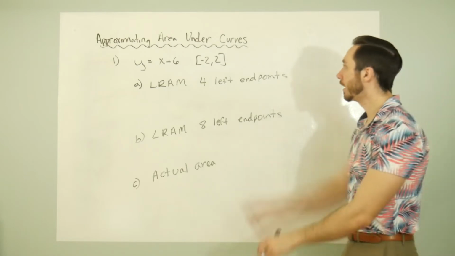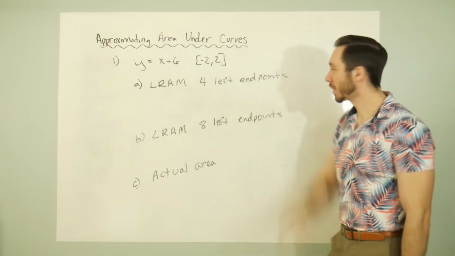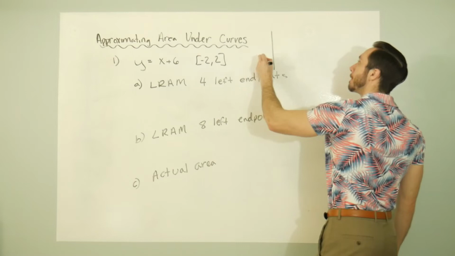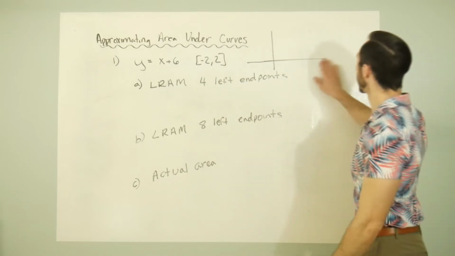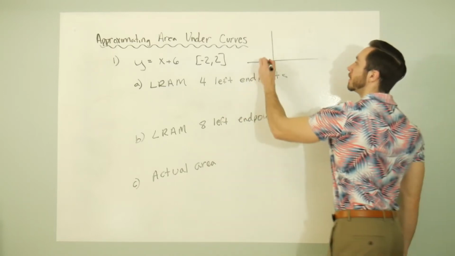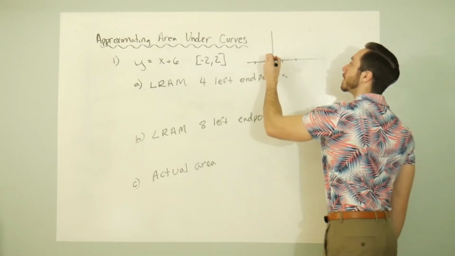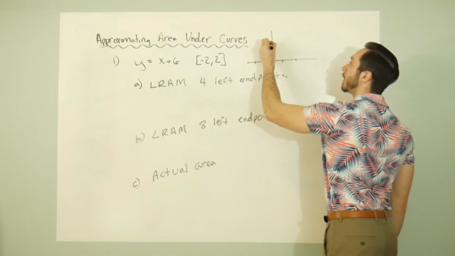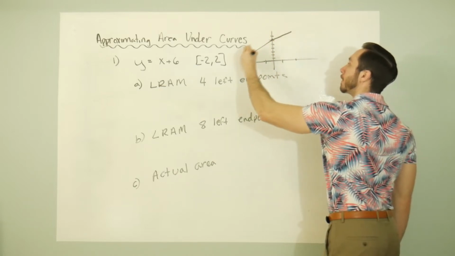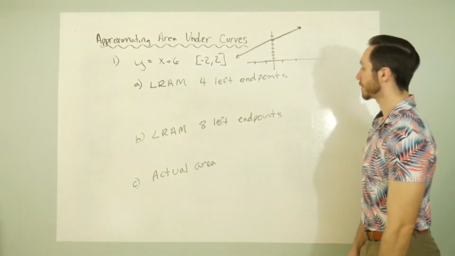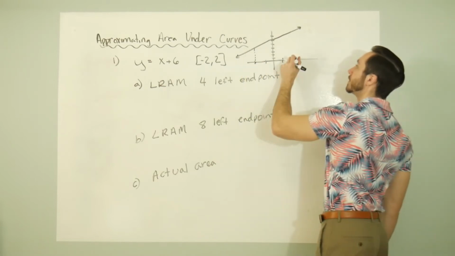Okay, looking at our first one, we have something really basic, a line. Y is equal to x plus 6 from -2 to 2. Helps to draw it. So let's do that maybe over here. Okay, -2, we'll call it over here, and +2, we'll say it's over here. X plus 6, okay, so 1, 2, 3, 4, 5, 6, so we're all the way up here. Looks generally like that. So we're looking for the area from -2 to +2.